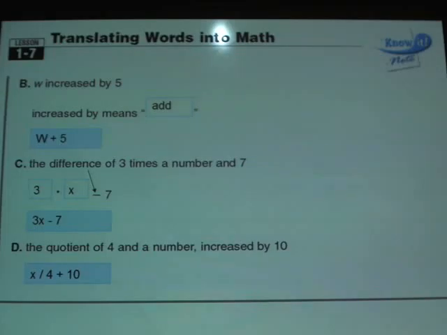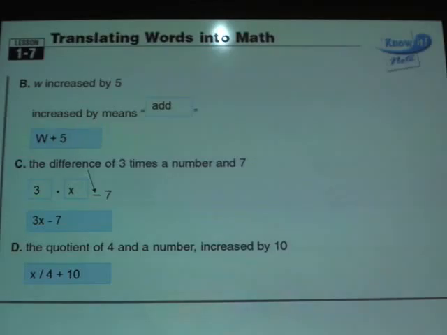Okay, here's w increased by 5. So increased by, as you can see, they go back to the list that you saw in red on the previous slide, and they point out that that means addition. So this is an addition problem, and there's only 2 things in the statement, so it's pretty easy. They've got w, and they've got 5. So we've got to be adding together w and 5, w plus 5.